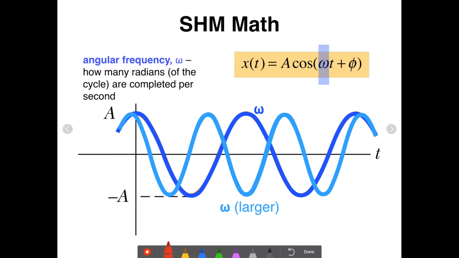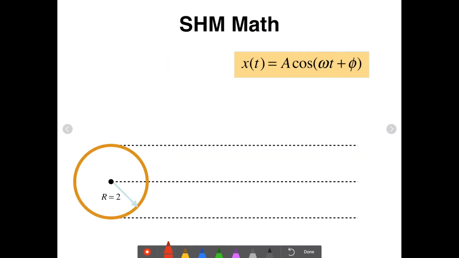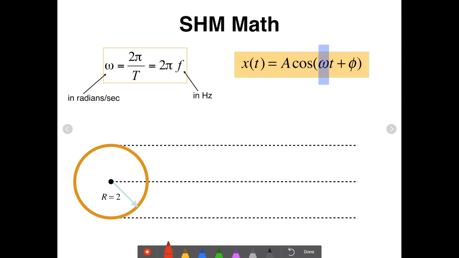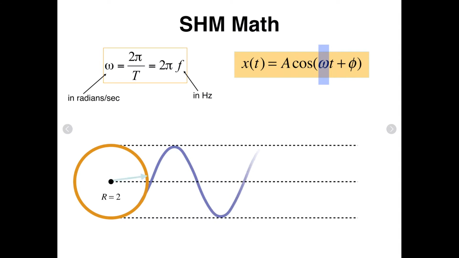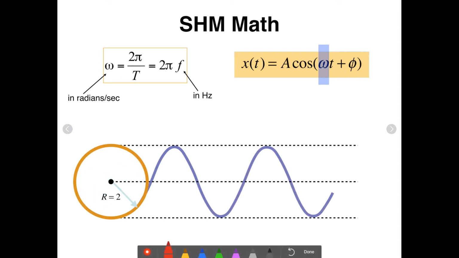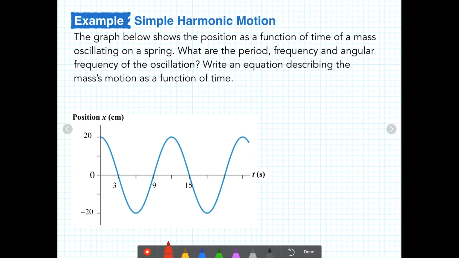So if you make omega larger, then you make this graph sort of squished, and if you make omega smaller, it gets a little more stretched out. So you can kind of plot this onto a circle. You can kind of imagine that as you go around the circle, this is cyclical as well. And there's a relationship here for a traveling wave. This brings us to this graph.